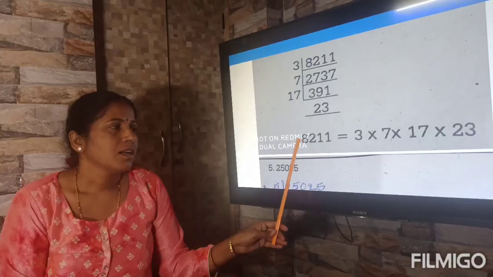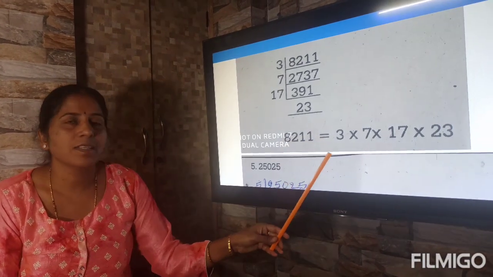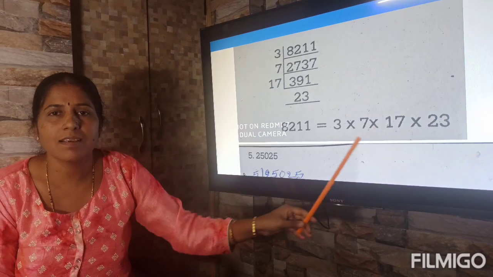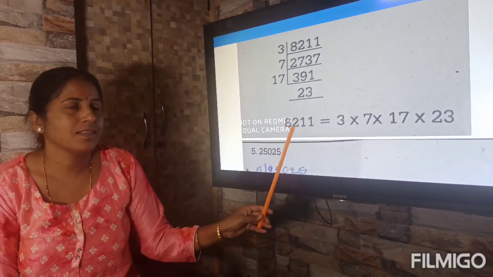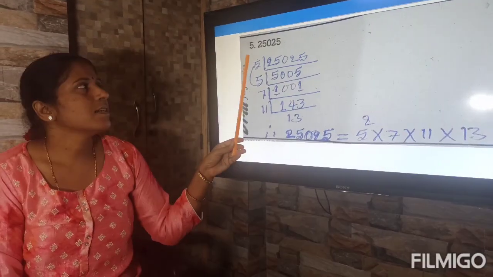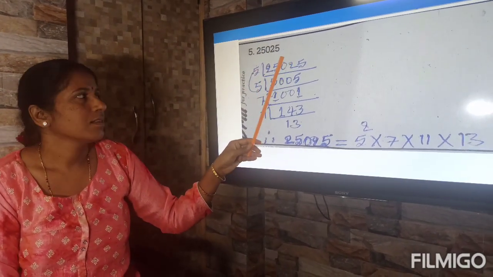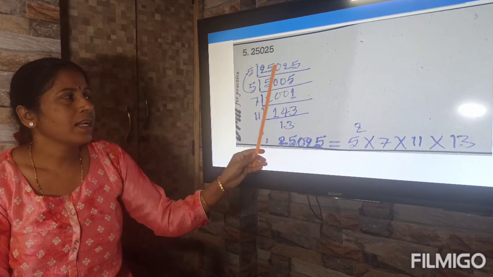Therefore, 8211 is equal to 3 into 7 into 17 into 23. These are the prime factors of this number. Next number is 25,025. Last, write this number.